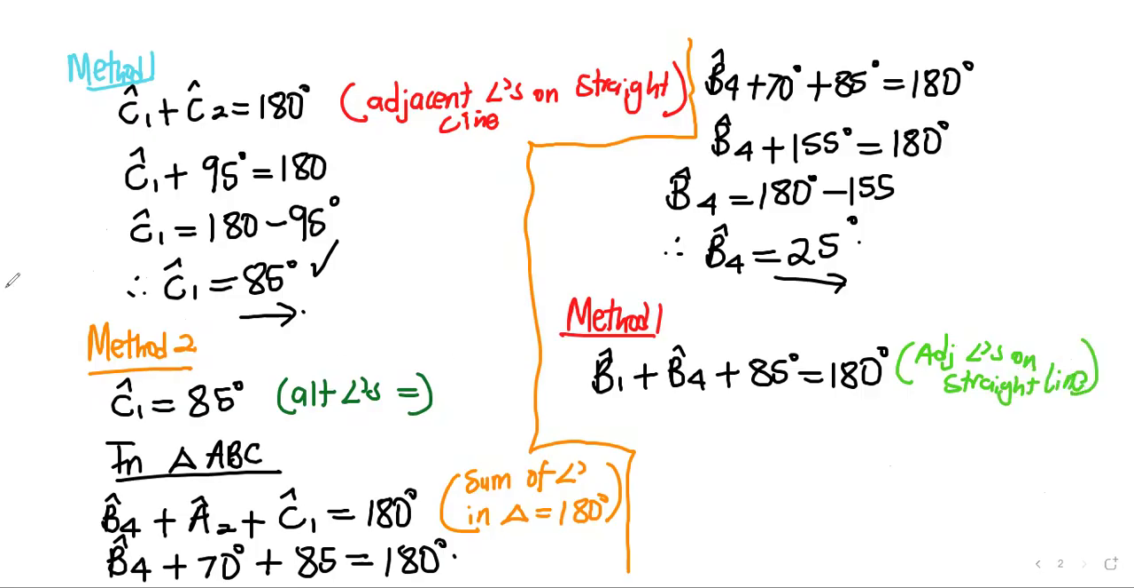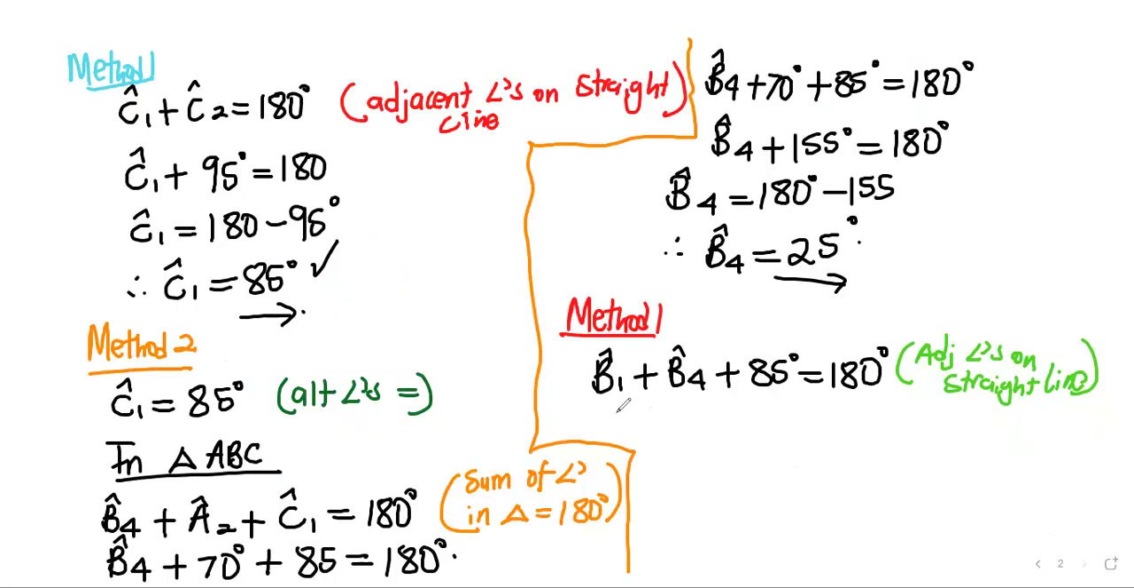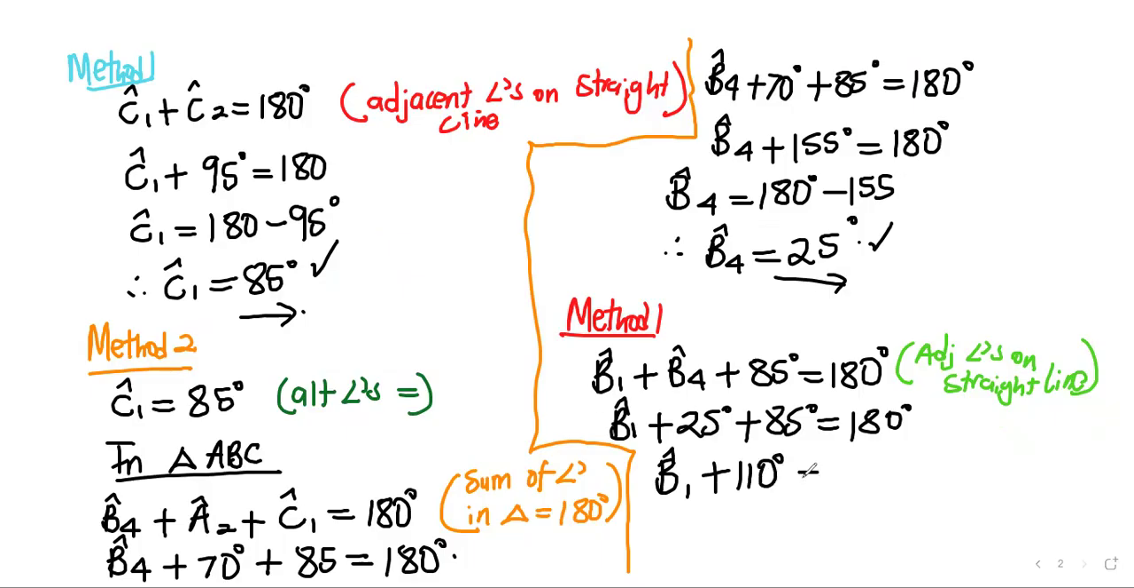So we know that adjacent angles on a straight line add up to 180 degrees. Then angle B1 is the one that we want. So it will be angle B1 plus angle B4, which we recently got, which is 25 degrees plus 85 degrees is equal to 180 degrees. Then you add the 2, which is 25 plus 85. That's going to be 110. 110 degrees is equal to 180.